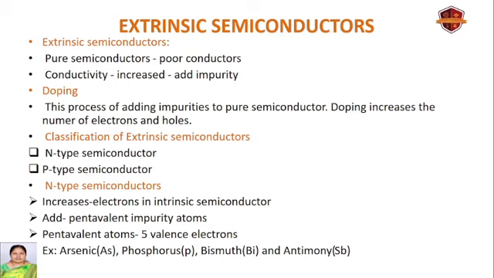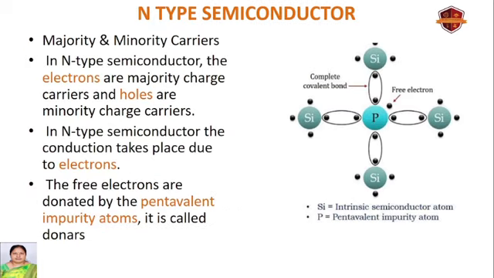Based on the doping, the extrinsic semiconductor is classified into two types. One is N-type semiconductor and another one is P-type semiconductor. In N-type semiconductors, we are adding pentavalent impurity atoms, that is atoms having 5 valence electrons. For example, arsenic, phosphorus, bismuth, antimony having 5 valence electrons. These kinds of impurity atoms added to the intrinsic semiconductors will behave like an N-type semiconductor.